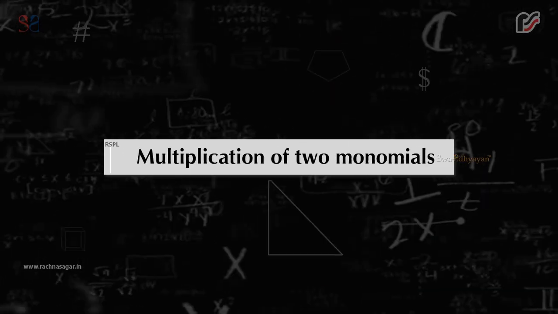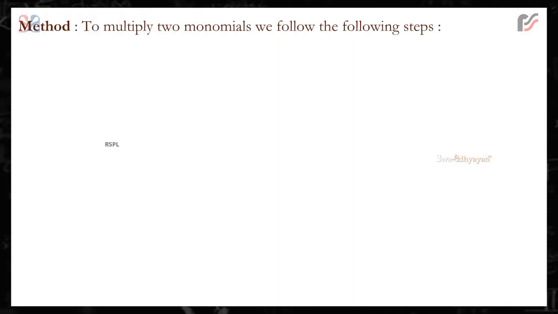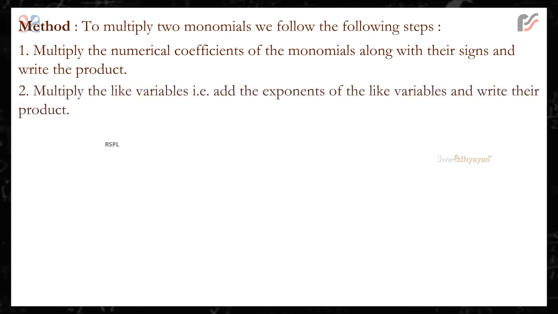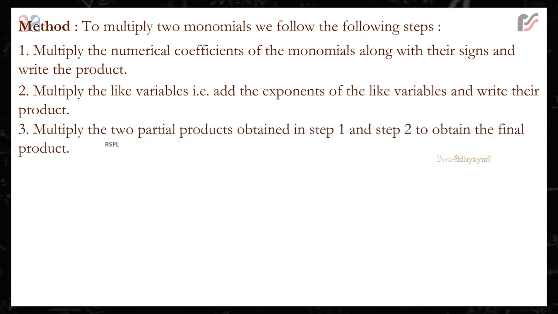Multiplication of two monomials. Method. To multiply two monomials, we follow these steps. 1. Multiply the numerical coefficients of the monomials along with their signs and write the product. 2. Multiply the like variables. That is, add the exponents of the like variables and write their product. 3. Multiply the two partial products obtained in step 1 and step 2 to obtain the final product.